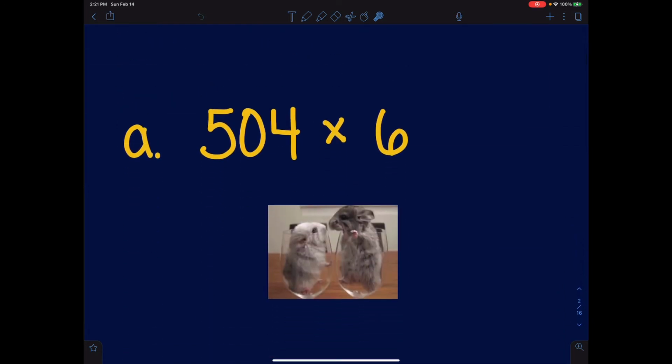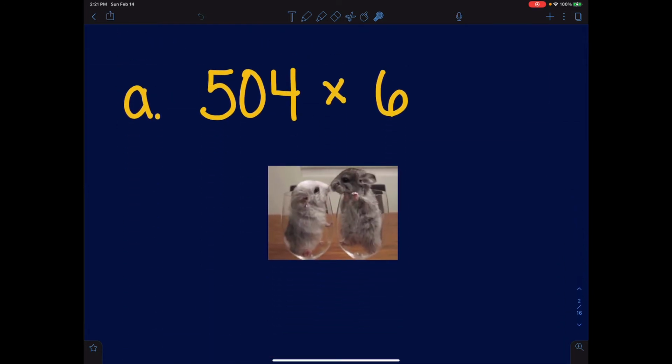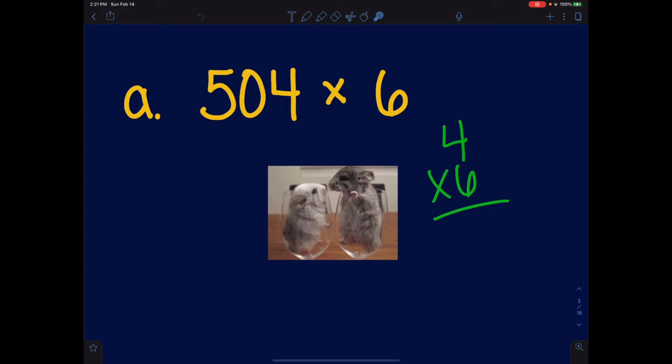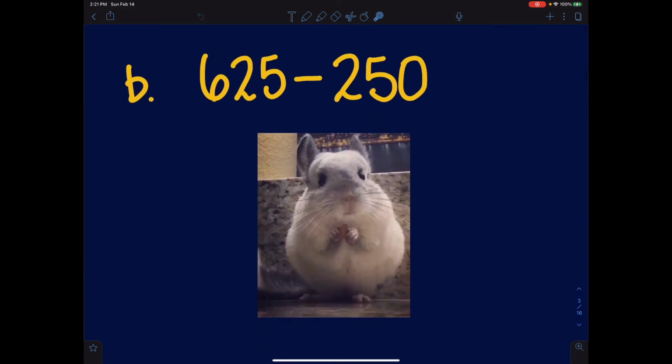Sweet. All right, let's go on to the rest of mental math, and I've got some chinchillas for you to look at while you do it. We're going to do 504 times 6. How would you do that? I might, if I were you, do 500 times 6, and then add to that 4 times 6. Okay. Enough hints.